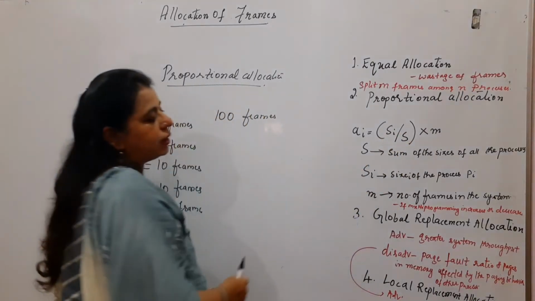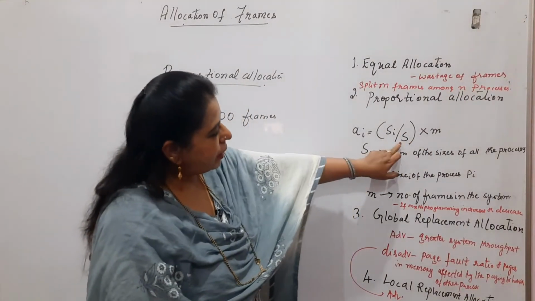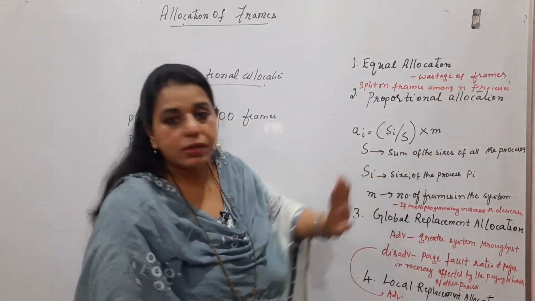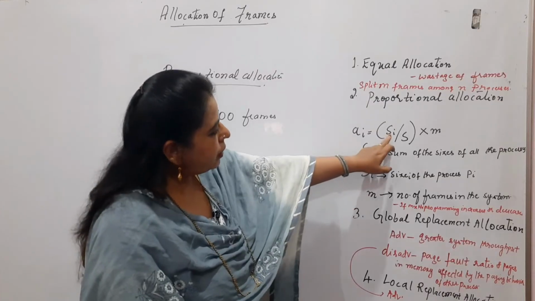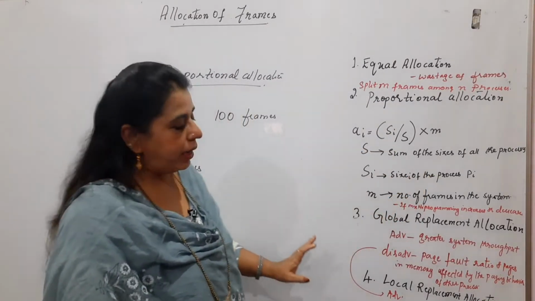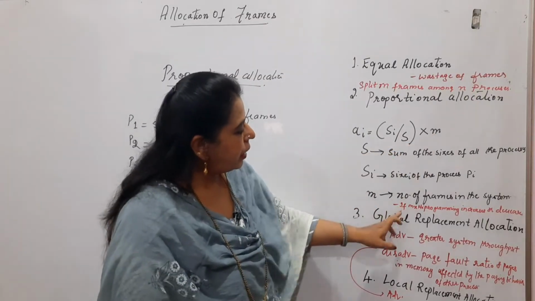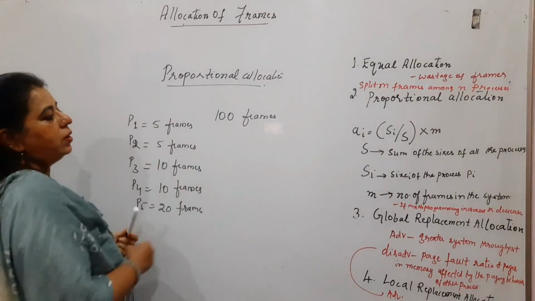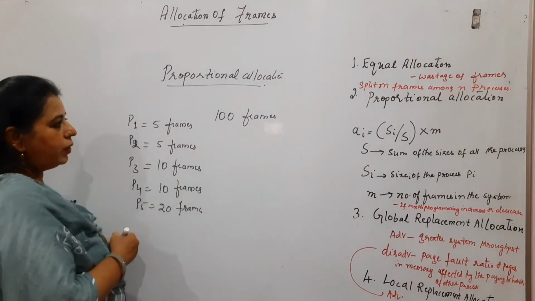What does each one of these indicate? Uppercase S in the denominator indicates the sum of the sizes of all the processes, and the numerator s_i indicates the size of the process Pi, and the letter m indicates the number of frames in the system.